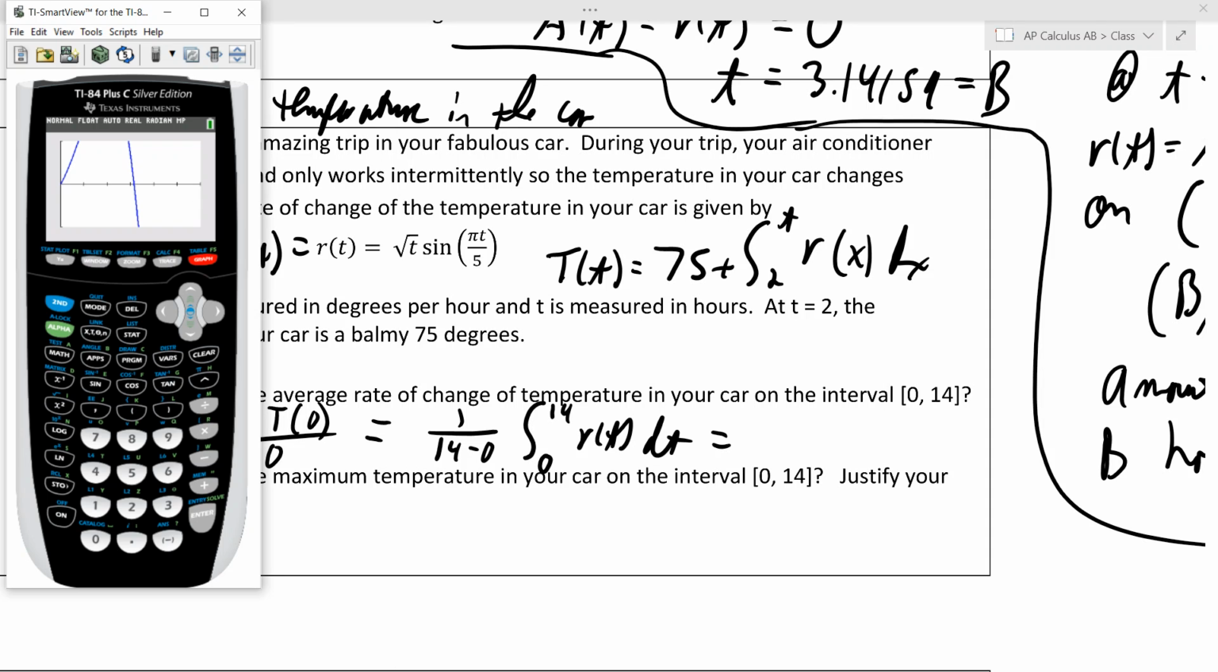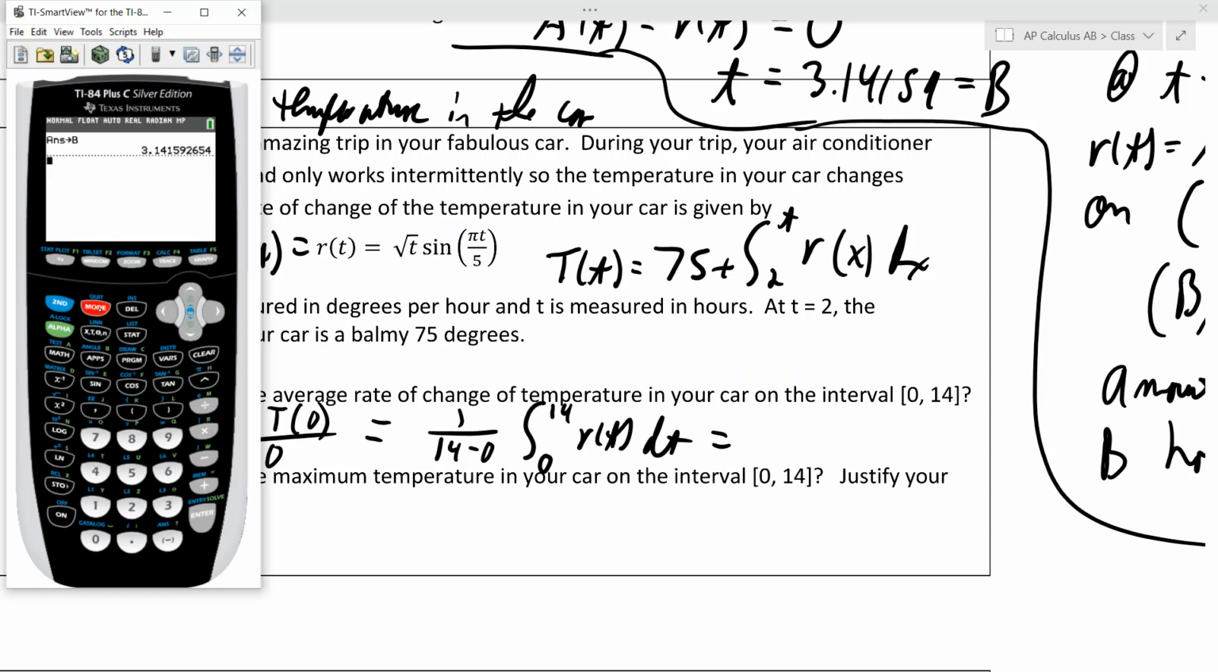But we have to put this into our calculator. So let's go to y equals. Here we go. Play along at home. We need r of t, which is the secant of the square root of x, sine of pi x over 5. So I'm just going to drop that in there. That's my r of t.